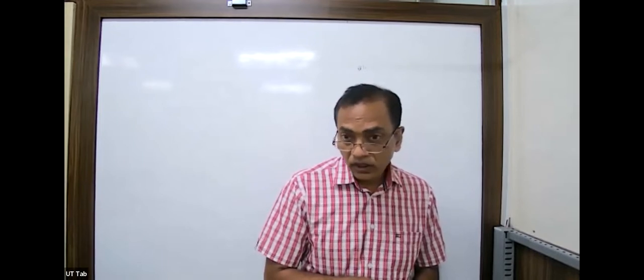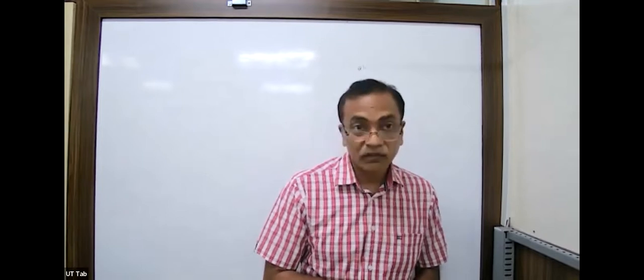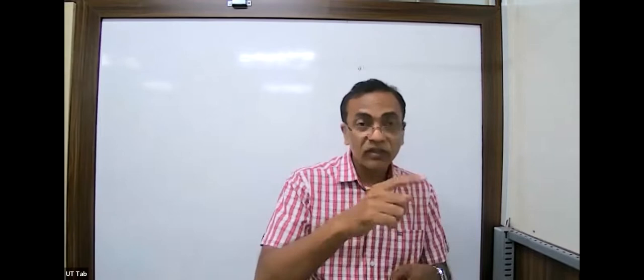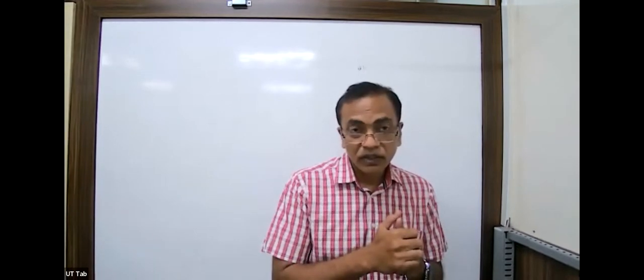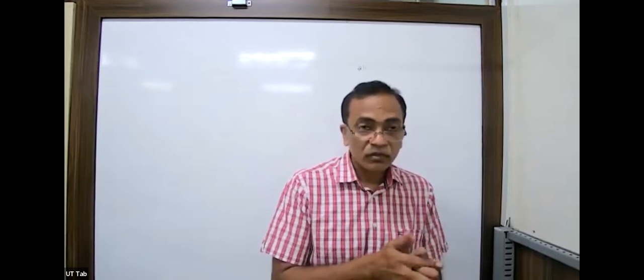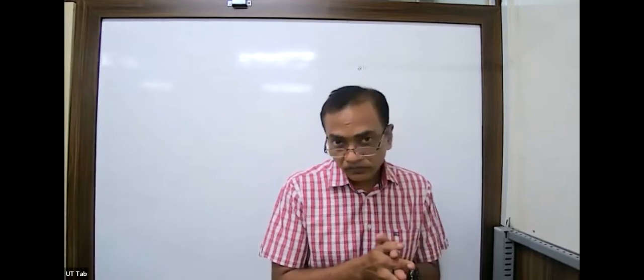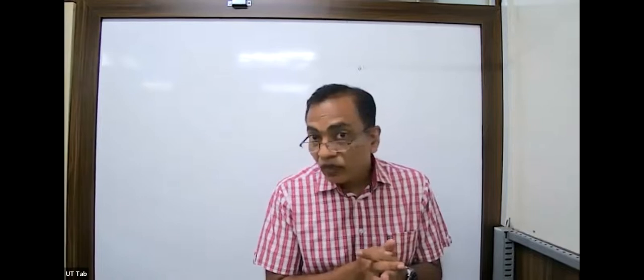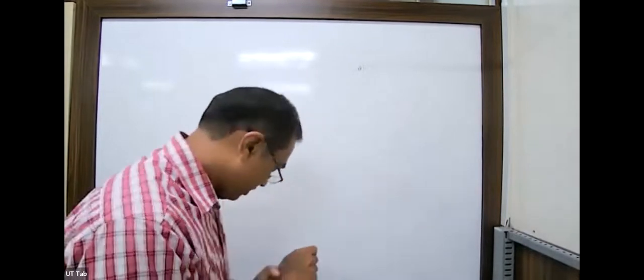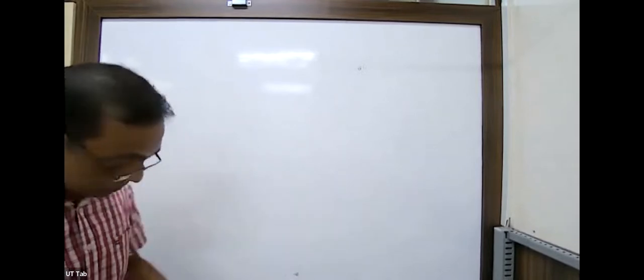Anybody? Reflection. When two rays meet after reflection at a point, that's where the real image forms. Okay, and obviously it is inverted. And what about virtual image? They appear to meet after reflection. That's very important. Okay.